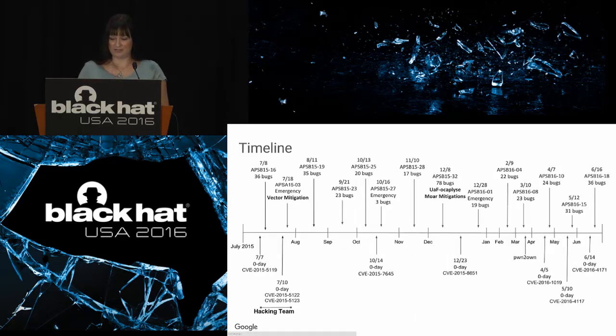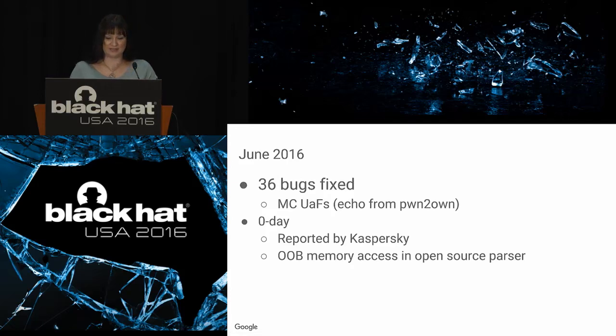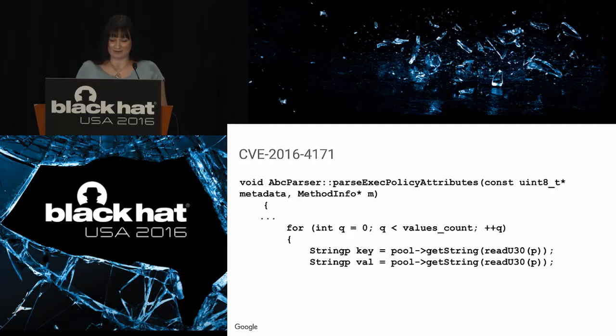So moving on to June. There were 36 bugs fixed. A lot of them were MCUs after freeze, and once again, there was kind of an echo from pwn to own. Usually when high-profile bugs get found, other people start reporting similar bugs for a while. And there was also a 0-day reported by Kaspersky, which was an out-of-bounds memory access in the open source parser.